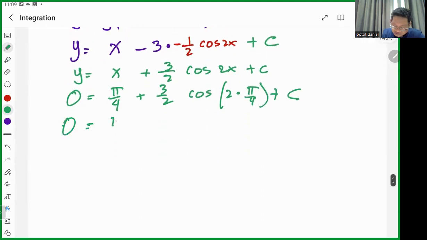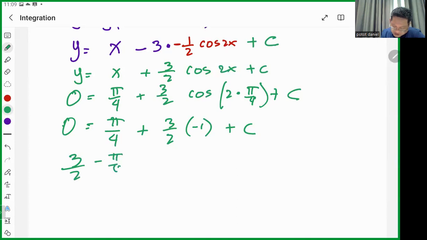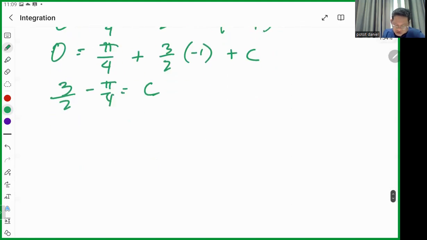So 0 is equal to pi over 4 plus 3 over 2. 2 times pi over 4 is pi over 2. Cosine of pi over 2 is -1, plus your c. So therefore, you have 3 over 2 minus pi over 4 is equal to c. Okay, so simplifying, this is 6 over 4 minus pi over 4. 6 minus pi over 4 is equal to c.